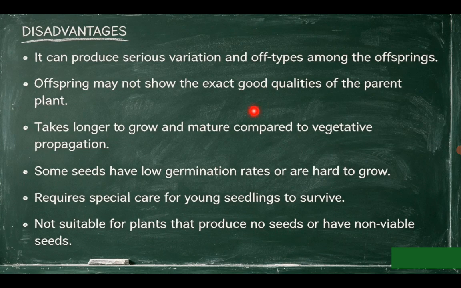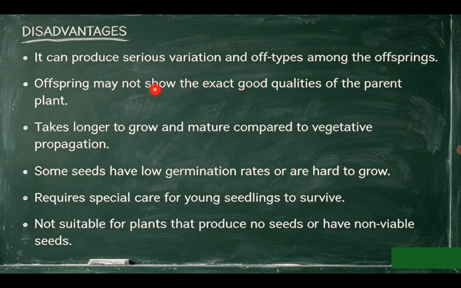However, propagating or multiplying plants by method of seeds has disadvantages as well. In some cases, it can produce serious variations among the offspring. So you find that some offspring differ from each other within the same population. That's a disadvantage. In other words, they lack uniformity of offspring.